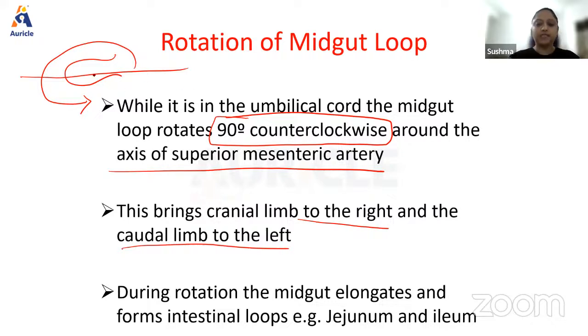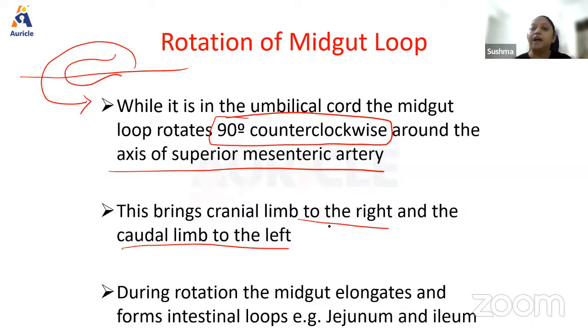Because now imagine, guys, if we have two limbs like this, and they're undergoing a rotation like this, what has happened? The cranial limb has come this side and the caudal limb has gone that side. Meaning the cranial limb has come to the right side, the caudal limb has gone to the left side. Right? From the caudal limb, what did we have? All of the cecum, appendix, and all of these structures were forming from the caudal limb.